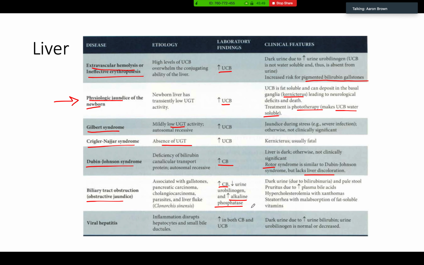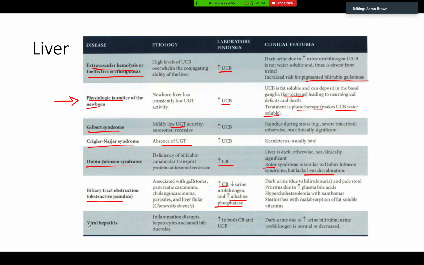ALK phos is in the lining of the cystic duct, the lining of the hepatic ducts. All of these ducts that carry bile have ALK phos in the cells that line them. They all have ALK phos inside. And so any sort of obstruction that's causing inflammation in those cells will lead to elevated ALK phos in your patient's bloodstream. So that's something to look for.